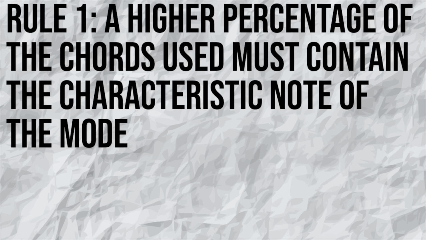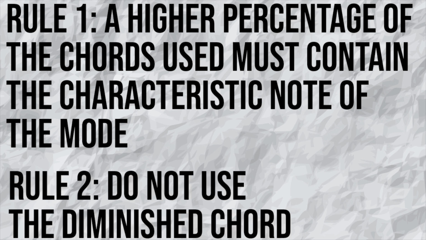You can do this with Mixolydian, Dorian or Phrygian. Just remember the 2 rules. Rule 1, most of the chords in the progression must contain the characteristic note of the mode. Rule number 2, do not use the diminished chord. And as a side note, if you want to use 7th chords and beyond, then you must make sure that you only use chords that do not contain a tritone.